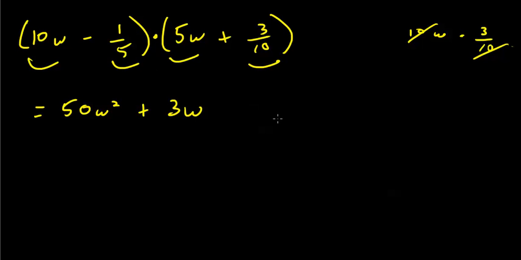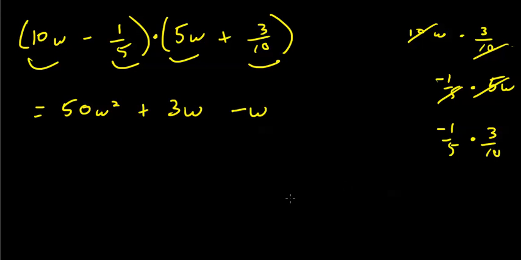Inner product, minus 1/5 times 5w. Now, what's minus 1/5 times 5w? Of course, the 5's cross cancel, I end up with a negative w. And the last product, minus 1/5 times 3/10. Well, nothing cross cancels, so I'll just have to multiply across. I'll get minus 3 over 50, and that can't be reduced. That's already in simplest terms, so I would leave my constant term as a minus 3/50.